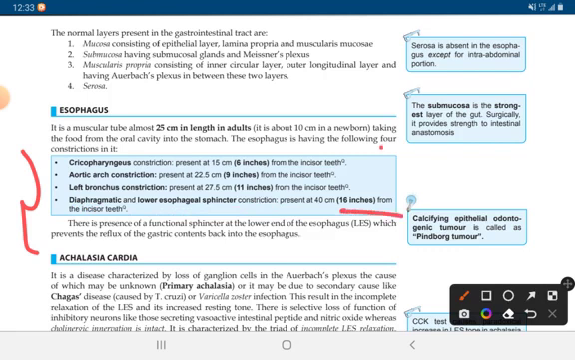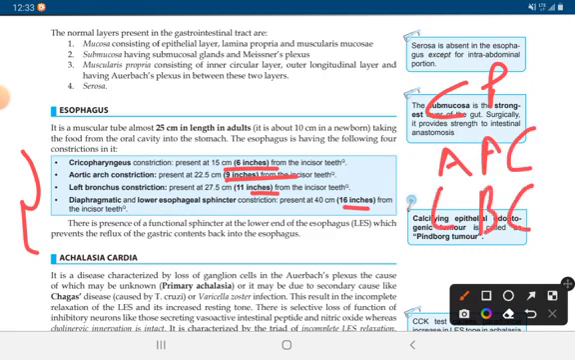So this is 6, 9, 11 and 16 inches from the incisor teeth. The constrictions are cricopharyngeus, aortic arch, left bronchus, and then the diaphragmatic and lower esophageal sphincter constriction.